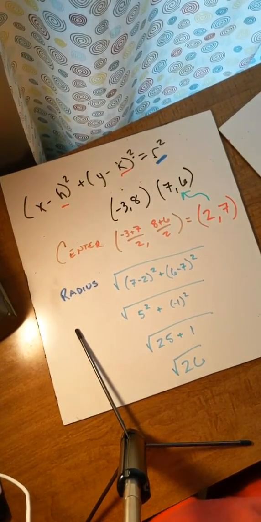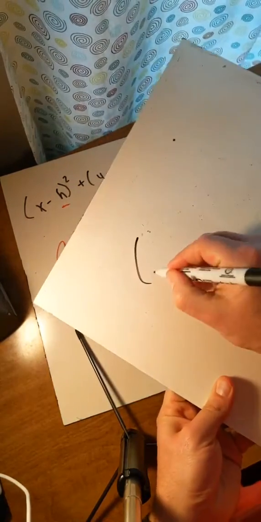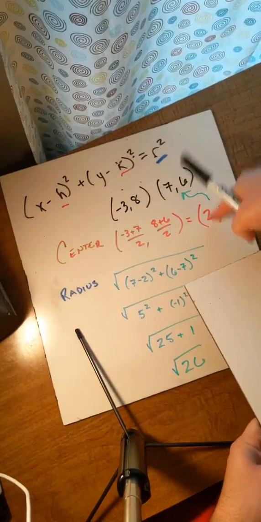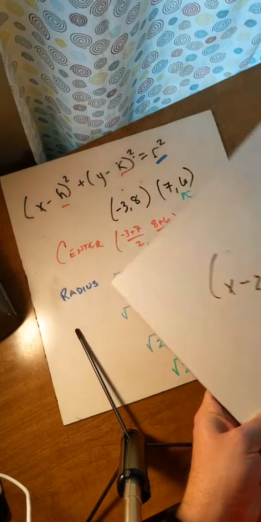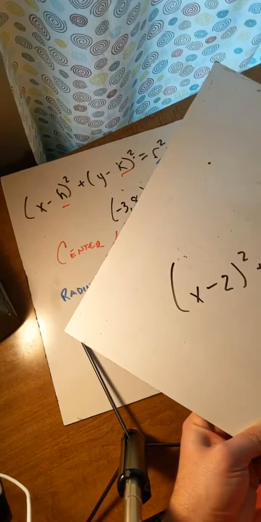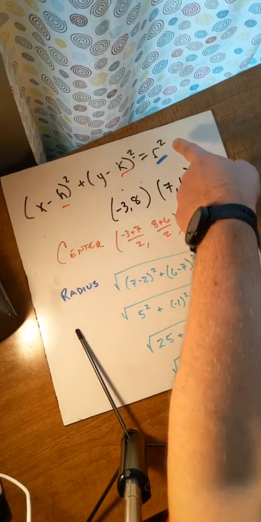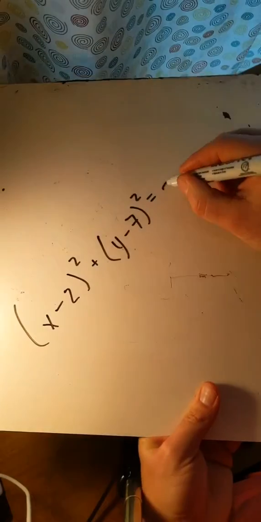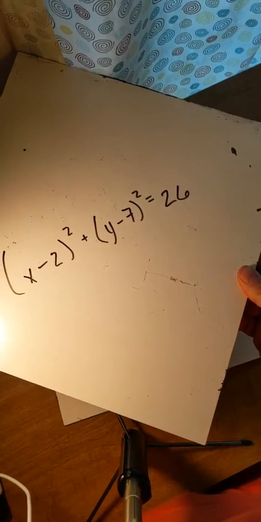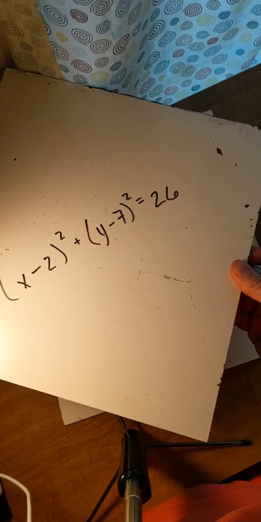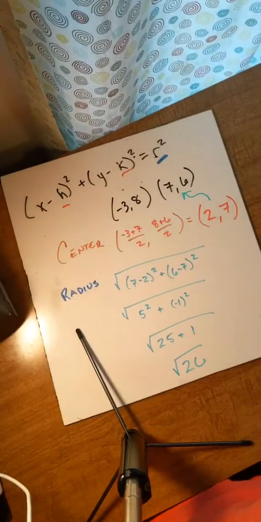So the answer for number 1 on the homework today is x minus 2 from the center squared plus y minus 7 squared equals, if the radius is radical 26 and we need to square it, we just put a regular 26 there. So that should be what you type in for those 3 blanks on Canvas. Okay, we'll do the next one, and then we'll call it a day.